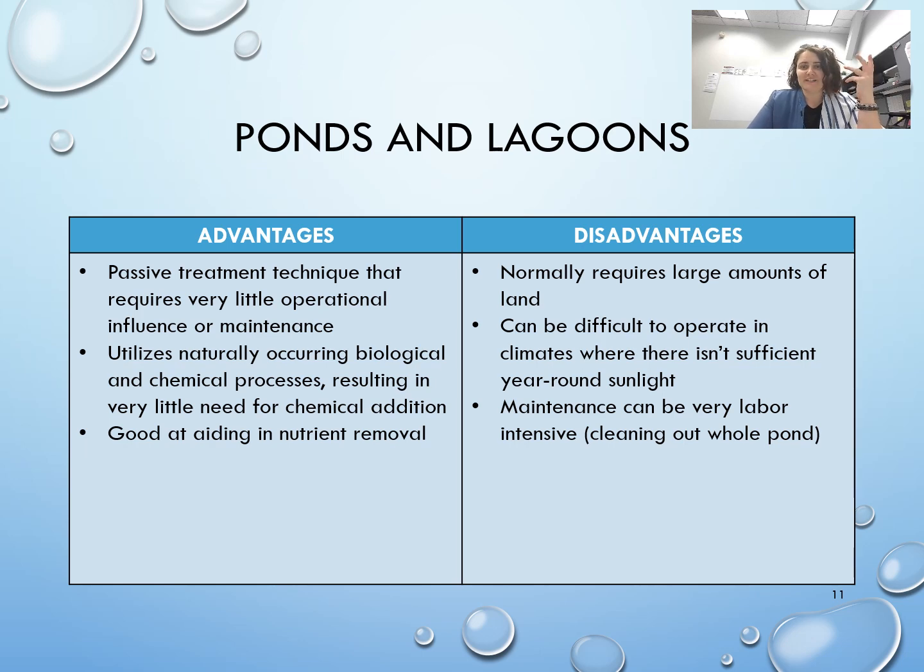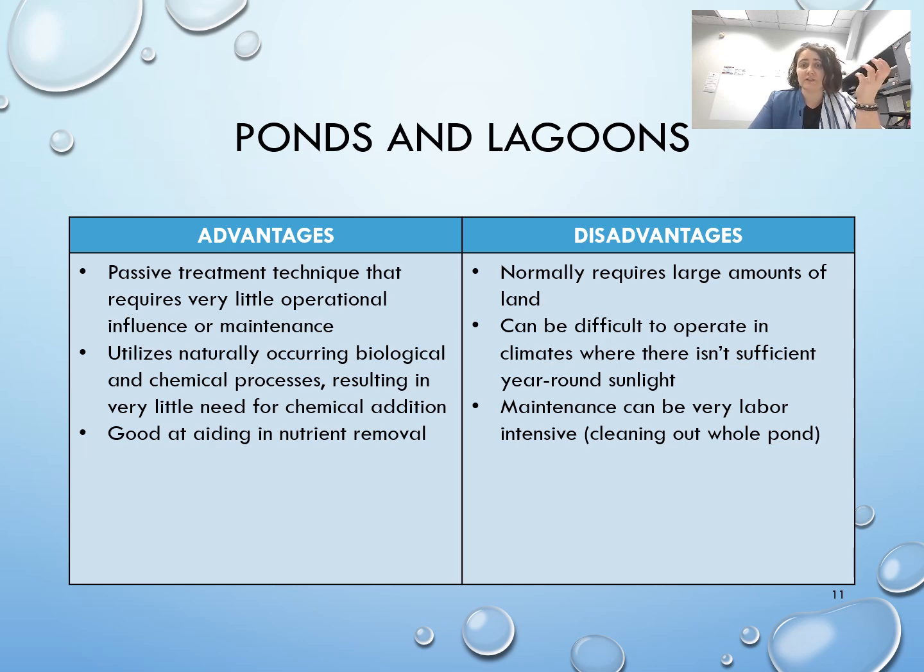So some advantages and disadvantages of ponds and lagoons. So advantages is that it's a relatively passive treatment process. It requires very little operational influence or maintenance, and that's great, especially in a small system. It uses naturally occurring biological and chemical processes, so we really don't have to add a lot of chemicals or a lot of power, quite honestly, to these systems. And that can be a very big benefit from a cost standpoint for many systems.